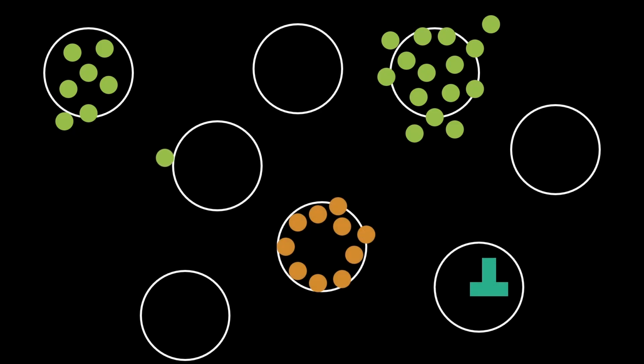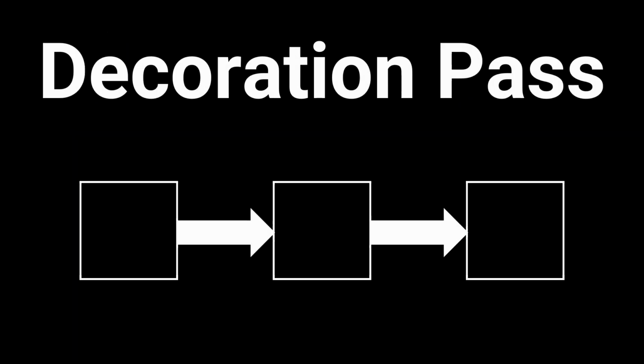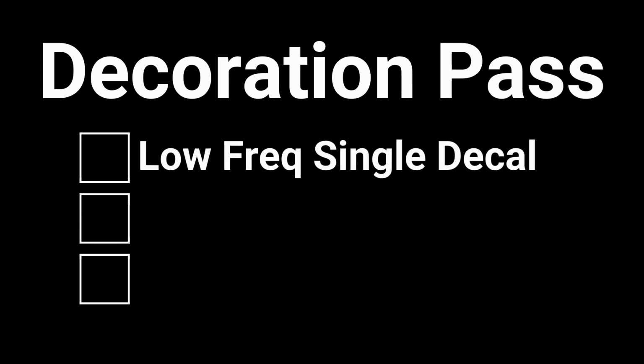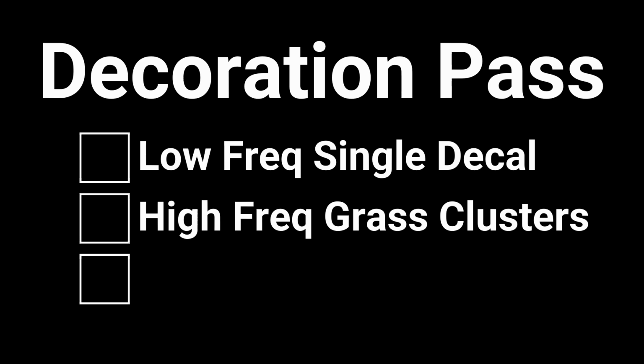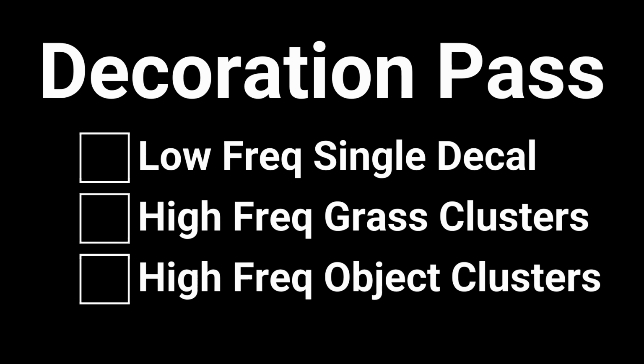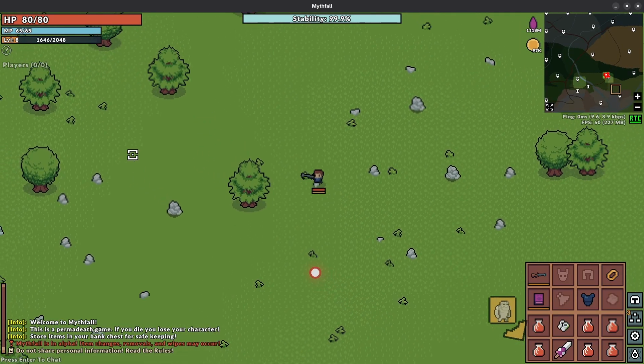Not all clusters need to have multiple objects. Sometimes I just place down a single tree or whatever, so that there's a baseline frequency of certain objects in a biome. Right now I order my passes like this. I have a low frequency single decal pass just to create some cohesion in the world. Then I do a high frequency grass cluster placement pass to fill everything in a bit more. Then I finish with a high frequency cluster placement pass to fill in other non-grass objects into the world. But overall, I'm pretty happy with how it turned out.